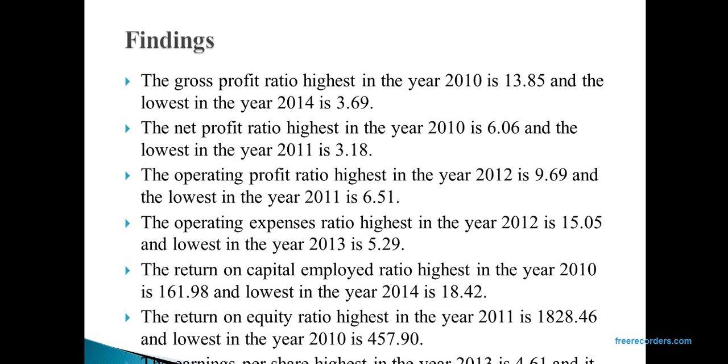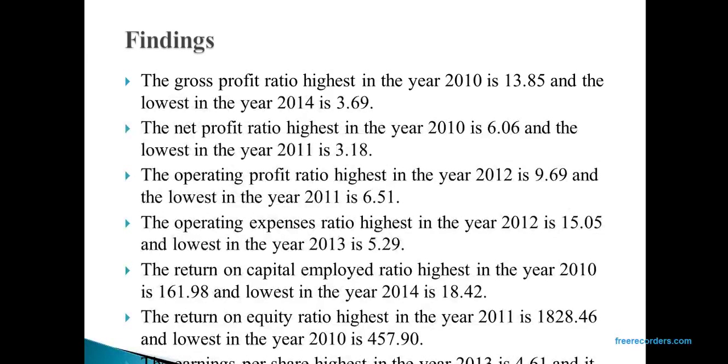Findings. The gross profit ratio is highest in the year 2010 at 13.85 and lowest in the year 2014 at 3.69. The net profit ratio is highest in the year 2010 at 6.6 and lowest in the year 2011 at 3.18. The operating profit ratio is highest in the year 2012 at 9.69 and lowest in the year 2011 at 6.51. The operating expenses ratio is highest in the year 2012 at 15.5 and lowest in the year 2013 at 5.29.